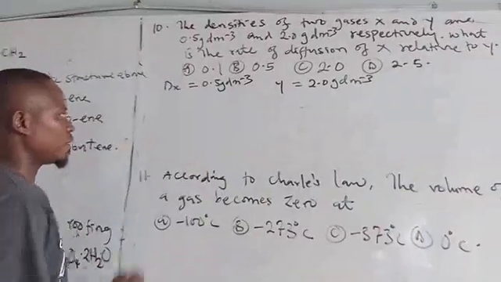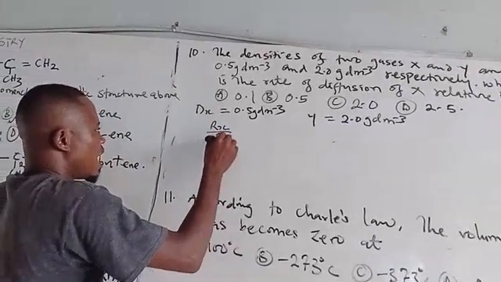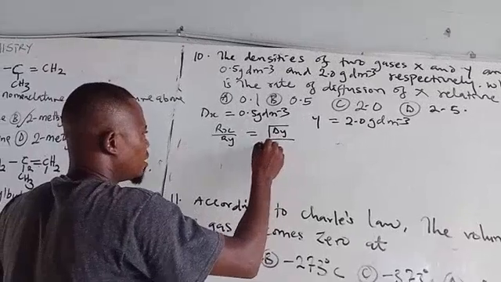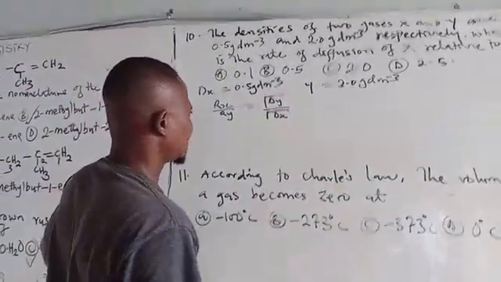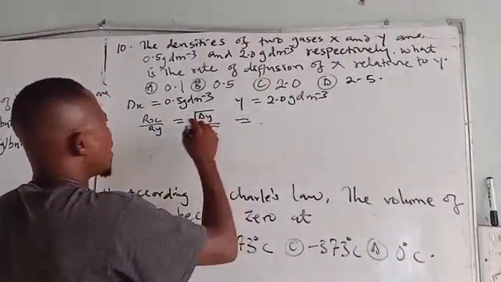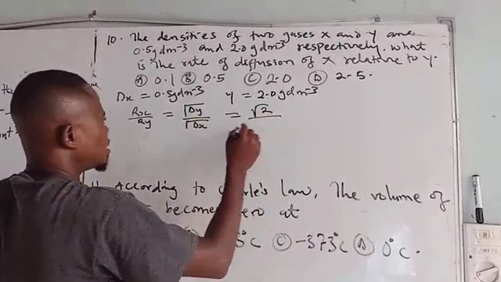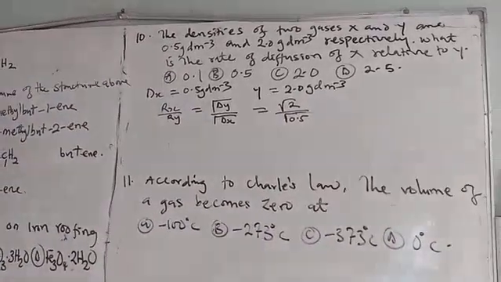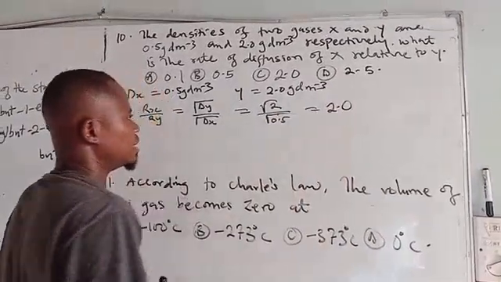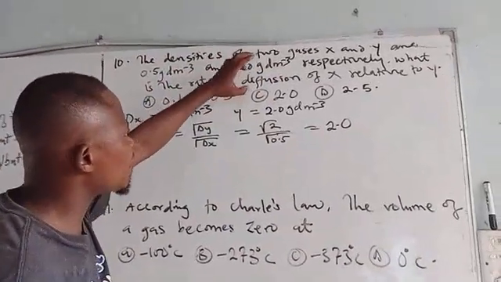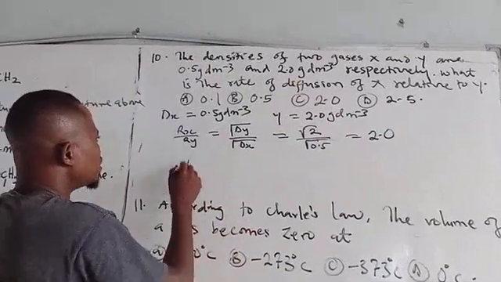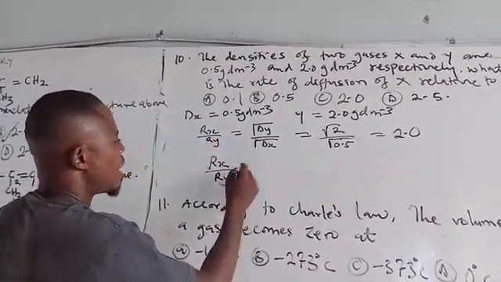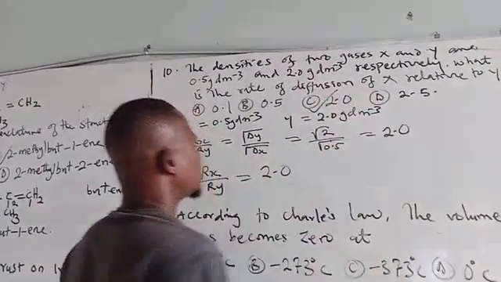Now, this is Graham's law of diffusion, and it says that Rx over Ry is equal to the square root of the density of Y over the square root of the density of X. So this is equal to the square root of 2 over the square root of 0.5. Press your calculator, and you should get 2.0. They ask for the rate of diffusion of X relative to Y, so what we are looking for is just Rx over Ry, which is 2.0. So the correct answer is C, 2.0.